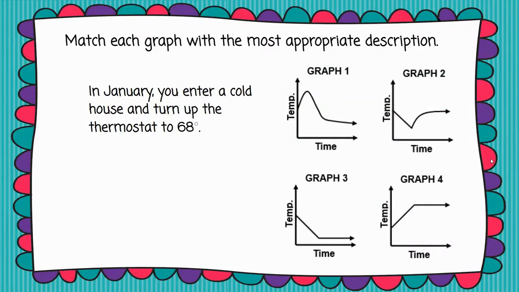So your heating is not going to allow it to go above 68, but it's going to kind of level off at 68. So you want to look at which graph starts by heating up and then begins to level off. If I look at the four graphs we have here, I'm definitely going to choose graph number 4 because that graph goes up and then it levels off.